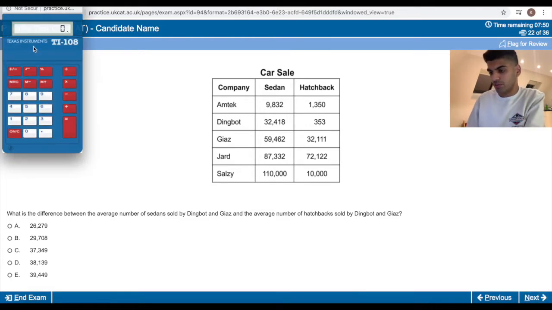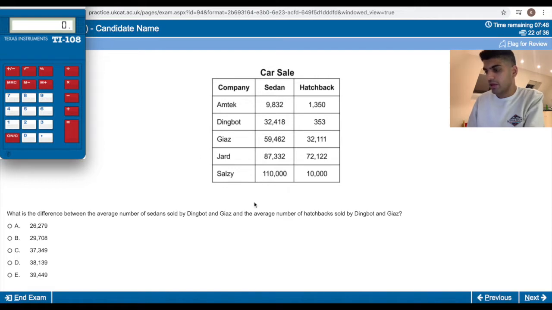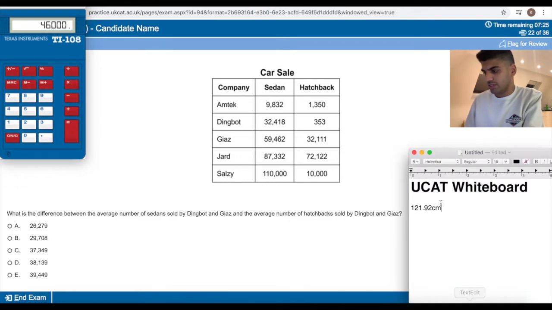So what is the difference between the average number of sedans sold by Dingbot and Giaz and the average number of hatchbacks sold by Dingbot and Giaz? Okay, so the average number of sedans is 59,500, I'm going to estimate here, plus 32,500 divided by 2, that's 46,000 roughly.